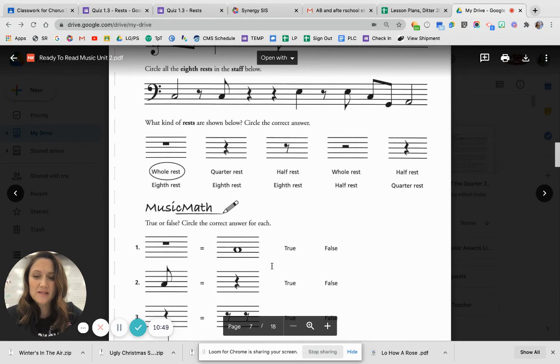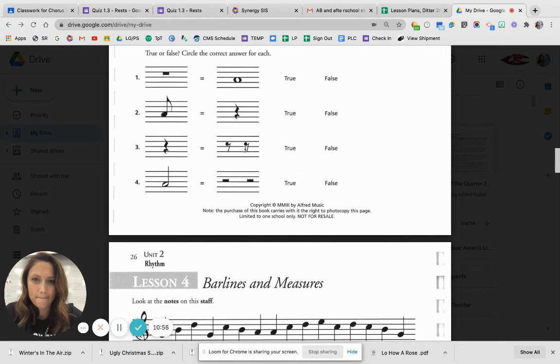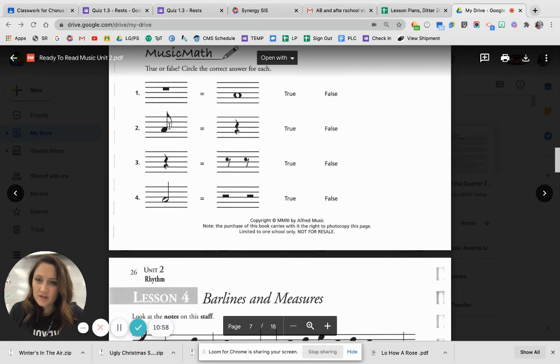And finally, give me some true or false on this below. Is this whole rest equal to this whole note? The answer is true. Is an eighth note equal in value to a quarter rest?